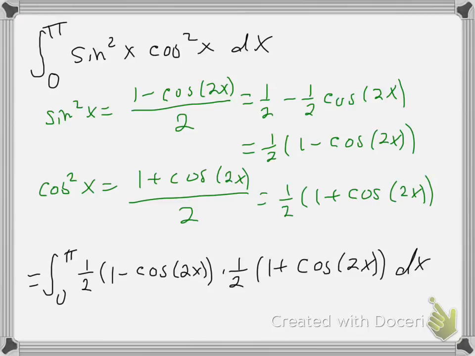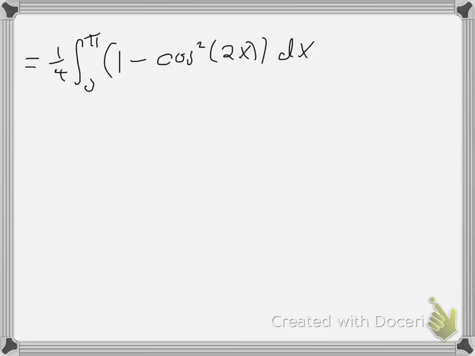Now, of course, if we simplify this, a half times a half becomes a quarter, so we can pull that constant of a quarter out in front of the integral. And then if we multiply the 1 minus cosine of 2x times 1 plus cosine of 2x, we're going to end up with the following. We're going to get 1/4 the integral between 0 and pi of 1 minus cosine squared of 2x dx.